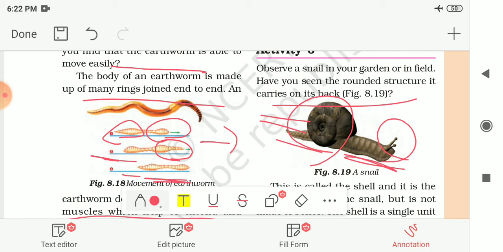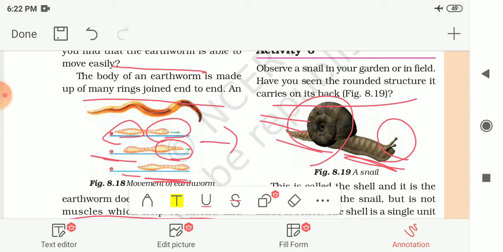Now carefully tilt the glass plate. That means you have to slightly bend this glass plate so the wavy motion of the foot can be seen. You will find the wavy motion made by the snail. Is the movement of the snail slow or fast as compared to an earthworm? After performing this activity, you will find that the snail moves very slowly as compared to the earthworm. So this is the movement in the snail.